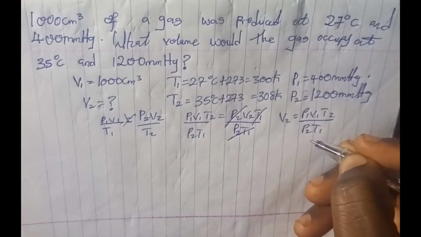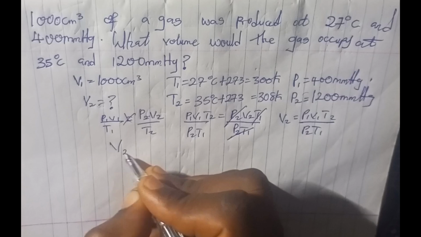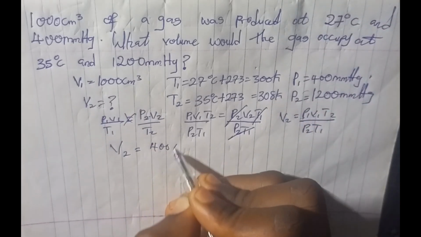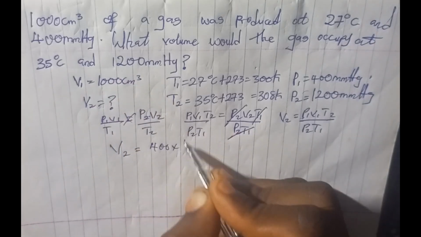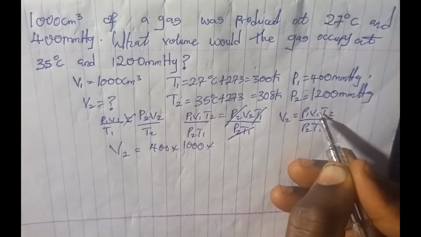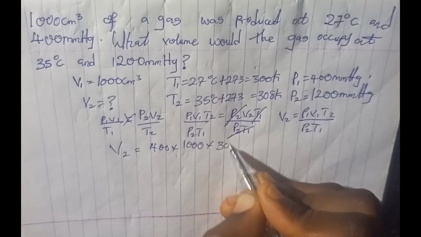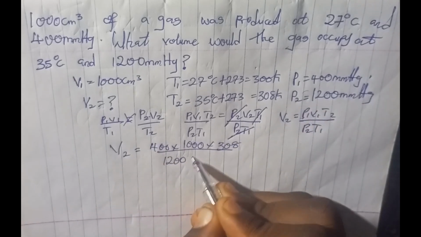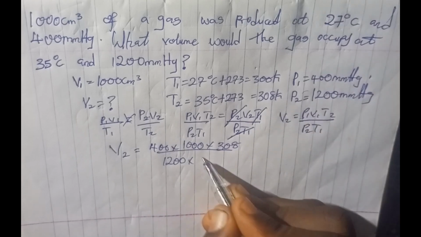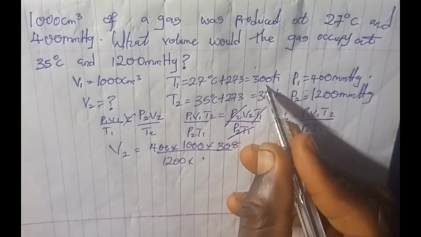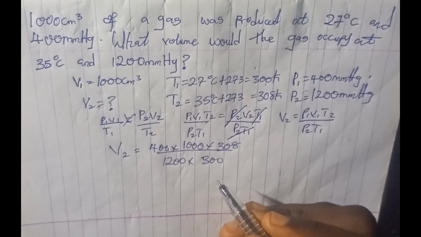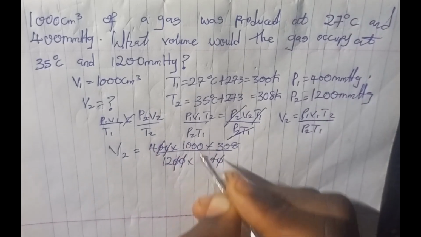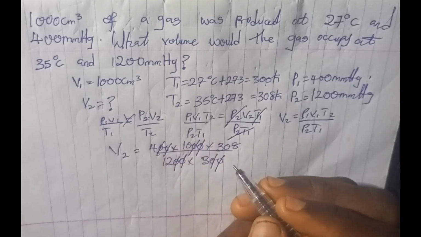So we just need to substitute. So I have that V2 is equal to P1, which is what? 400 times the V1, which is 1000, times the T2, which is what? 308, everything over P2, which is 1200, times the T1, which is 300. Very good. So I can say cancel 0, cancel 0, cancel 0, cancel 0. Is that clear?